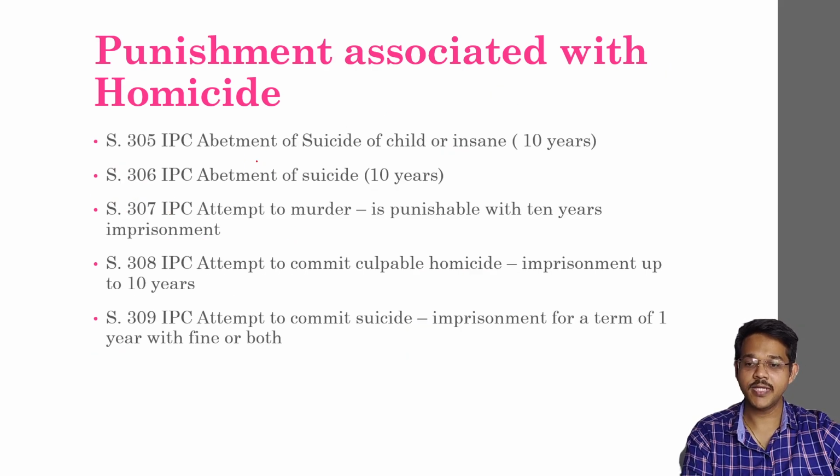305 IPC is abetment, that is helping a person to commit suicide, of a child or an insane person. If it is a child or insane person, it is 10 years. 306 is abetment of suicide of any adult. That is 10 years. Now 307 is attempt to murder. So whenever an attempt is made, that is punishment of 10 years. Now 308 is attempt to commit culpable homicide, imprisonment of 10 years. Now 309 IPC is attempt to commit suicide, which may be imprisonment up to 1 year, or fine, or both.